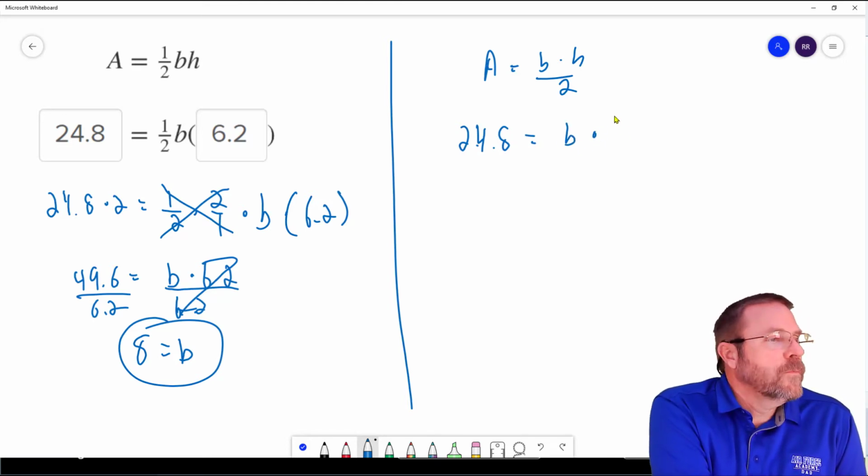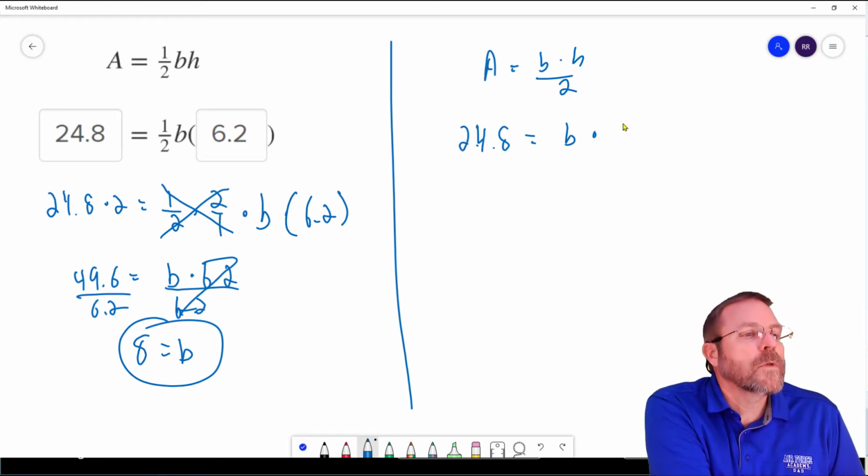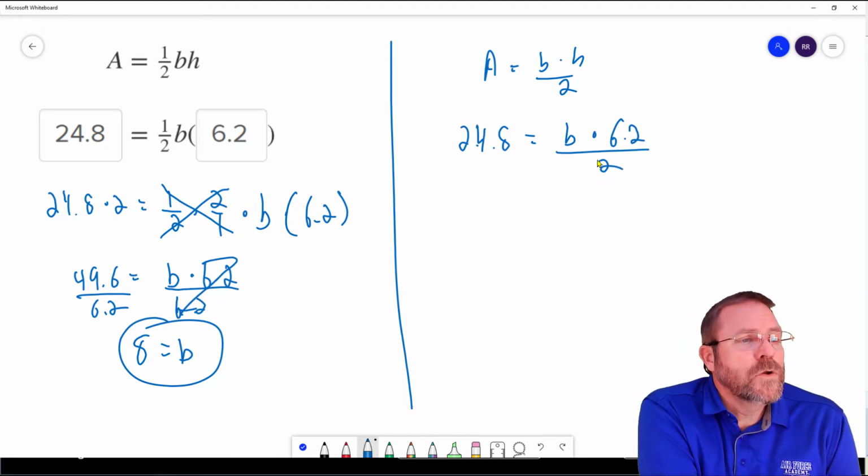Base we don't know. The height is going to be your 6.2. Let's make that look a little more like a 6 there. 6.2 divided by 2. And then I would have multiplied both sides by a 2 to get that 2 out of the denominator.